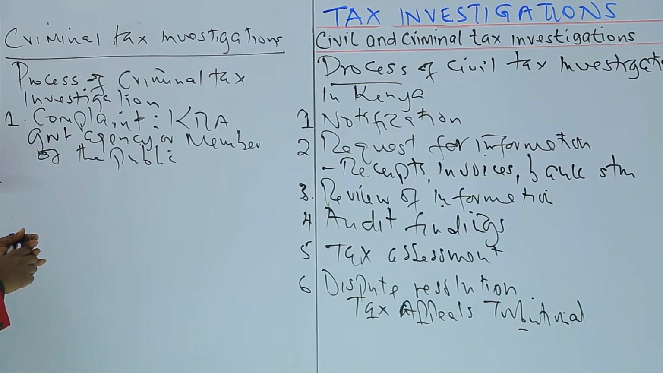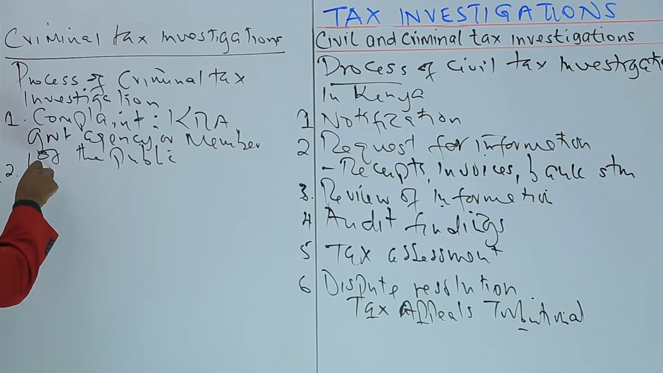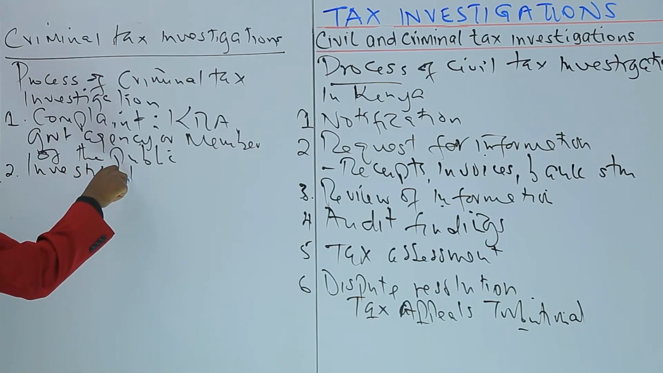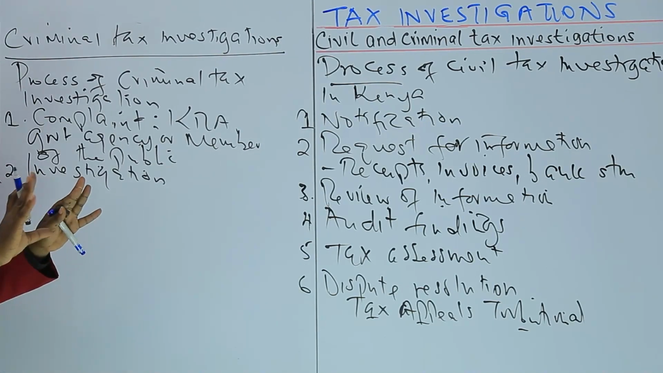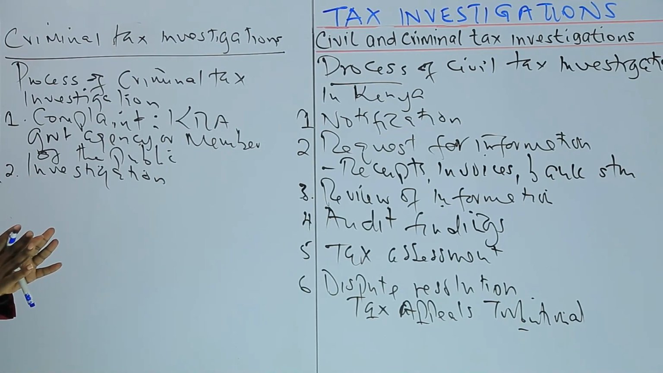Then after a complaint, there will be investigations. The DCI will conduct thorough investigations, which may include gathering evidence, conducting interviews, obtaining search warrants, and so on. If the directorate gathers sufficient evidence and in its view it has enough evidence to prosecute, then prosecution will proceed.